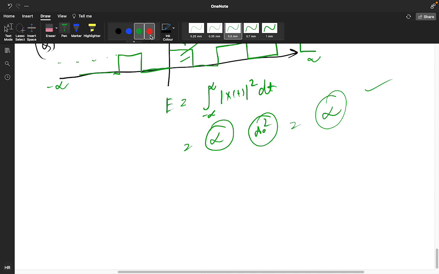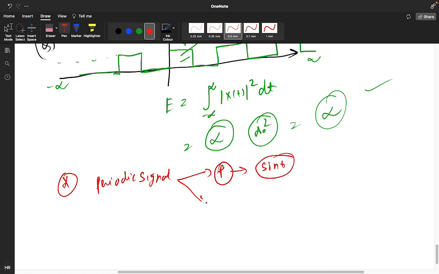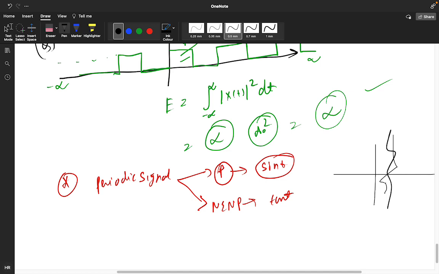There are some terms and conditions you need to remember. Take periodic signals: sin t is a power signal, and if I give you tan t, it will be neither an energy nor a power signal, because the tan t graph goes to infinity, like this. It's reaching infinite values, so it's neither an energy nor a power signal.